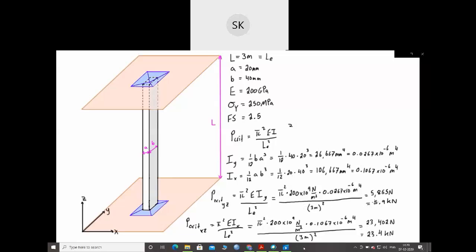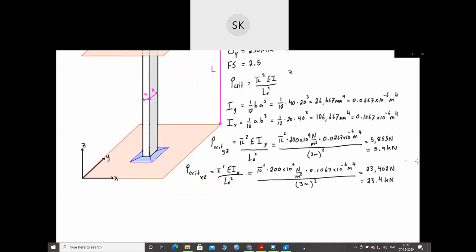And now what we want to do is compare the two different critical loads. For buckling in the YZ plane, the critical load is 5.9 kilonewtons, and for buckling in the XZ plane, our critical load is 23.4 kilonewtons. And intuitively this makes sense. We're saying that we need a smaller load to buckle in the direction that has a smaller amount of material around that axis. So if we applied, let's say, 6 kilonewtons, then we will have crossed this threshold and we're most likely going to get buckling. So 5.9 kilonewtons is the value that we have to take for P critical for the whole column.